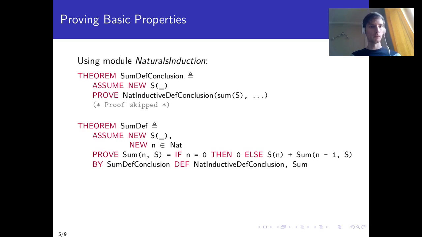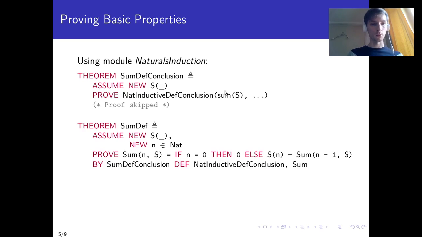Fortunately, the standard distribution of TLAPS provides a module to do just that. And if we follow a simple pattern of theorems, we can recover the basic facts and the basic properties of the sum quickly. So it works like this. First, I have to prove the theorem SumDefConclusion, which I won't explain, but it states in some way that the function f that matches the recursive definition does exist.